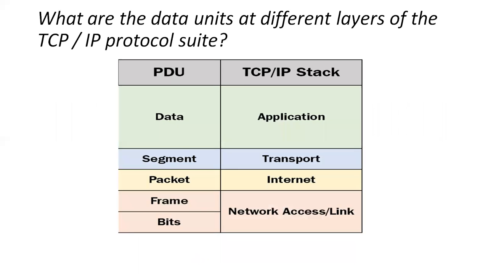What are the data units of different layers of the TCP/IP protocol suite? The data unit created at the application layer is called a message. At the transport layer, the data unit created is called either a segment or a user datagram. At the network layer, the data unit created is called a datagram. And at the data link layer, the datagram is encapsulated into a frame and finally transmitted as signals along the transmission medium.